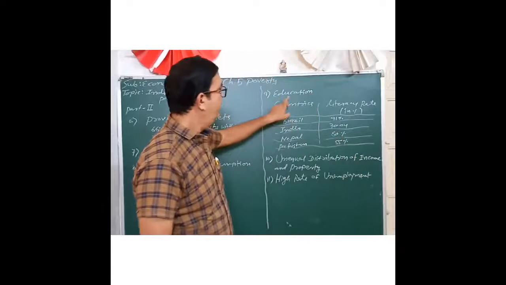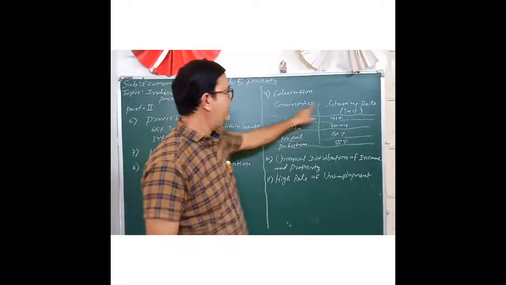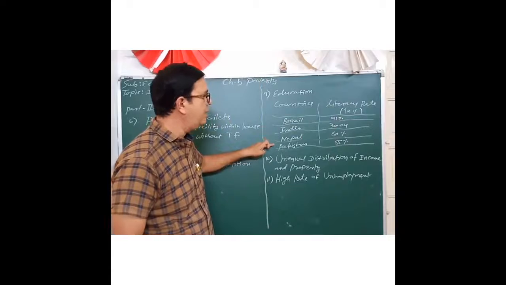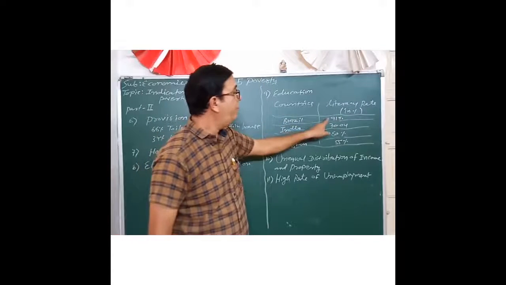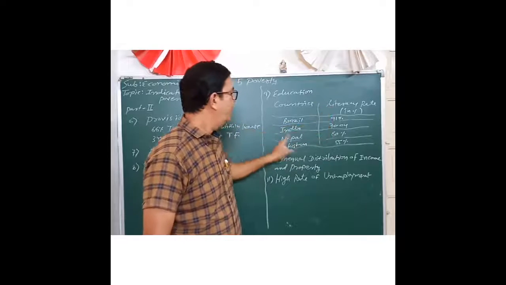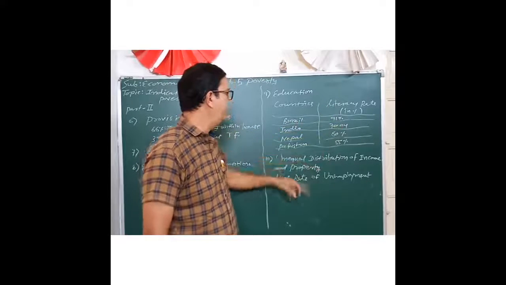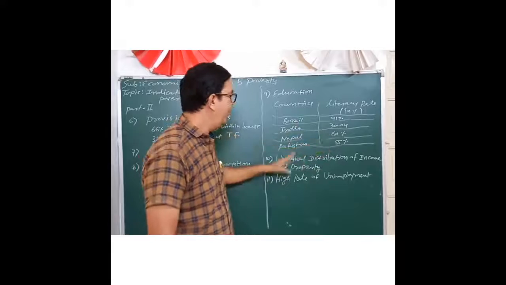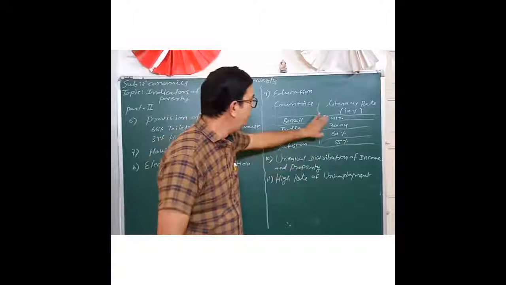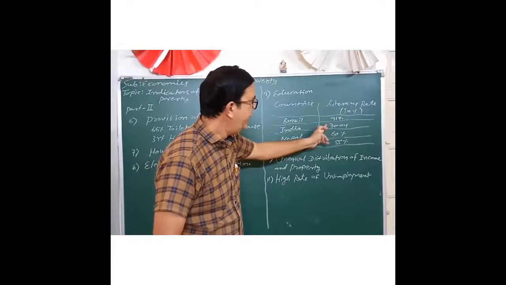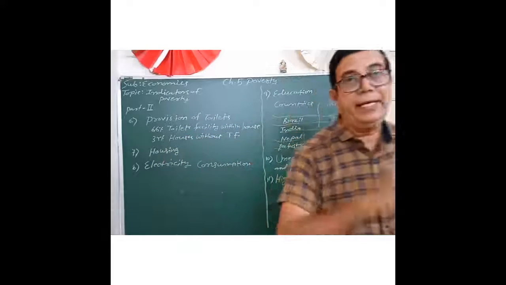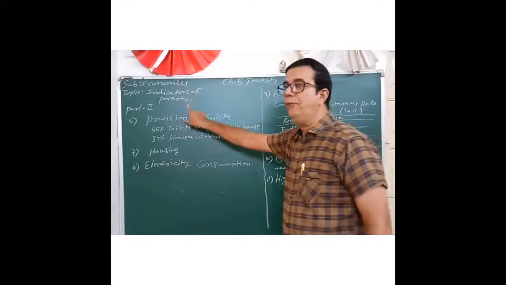So here, education: we see the countries and literacy rates. Brazil, India, Nepal and Pakistan. In Brazil, 91% of people are literate. Then in India, only 70.04%. In Nepal, 60%. And in Pakistan, 55%. So we see that compared to Brazil, India, Nepal and Pakistan have a lower literacy rate. This shows the indicator of poverty.